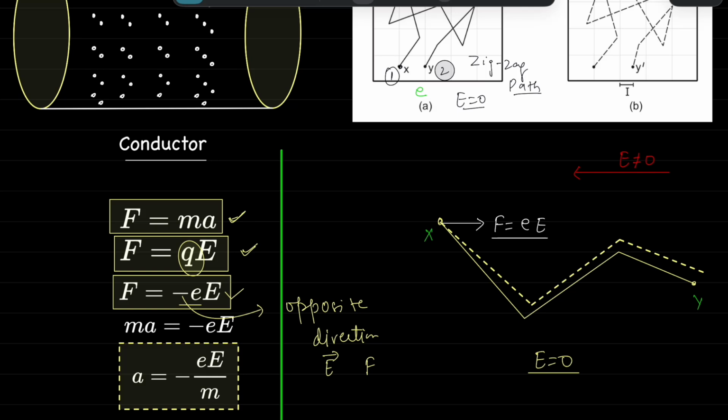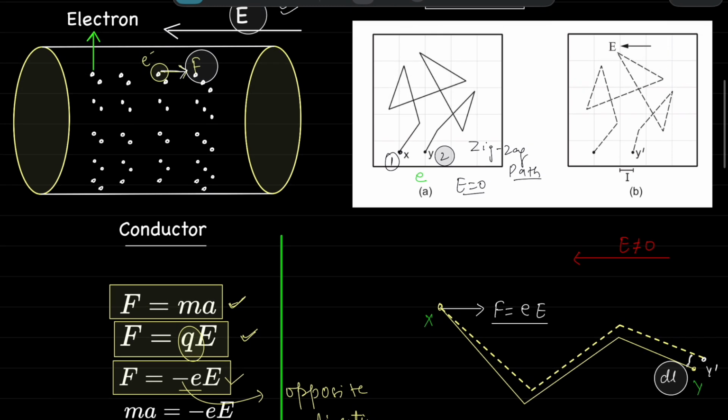Now it will reach to the point of Y dash. The starting is same, starting not changing, but ending is slightly changing. Okay, now let's consider this is dl length, it is getting changed. But here we are talking about only one electron, but in the conductor we don't have only one electron. We have n number of electrons present. So here we are only considering one electron, but we have n number of electrons present.